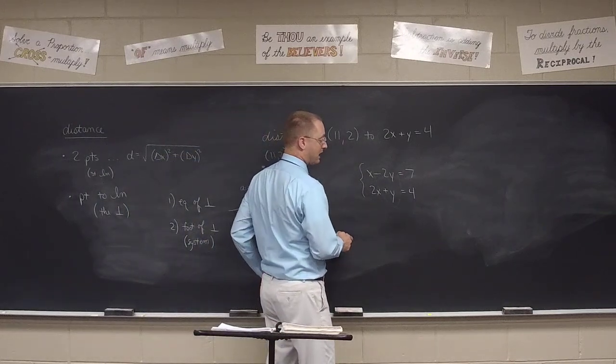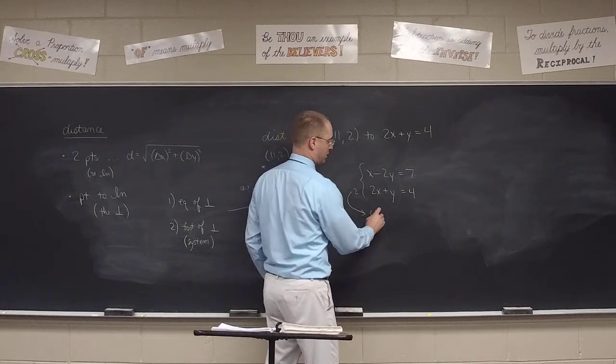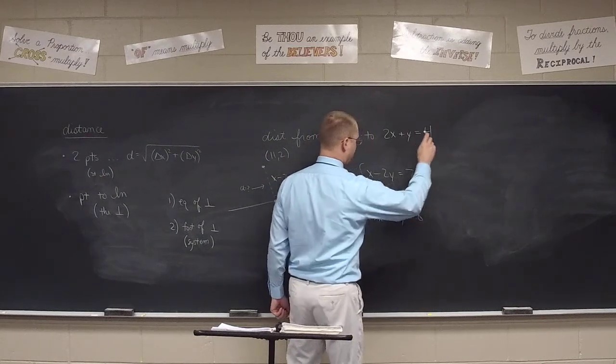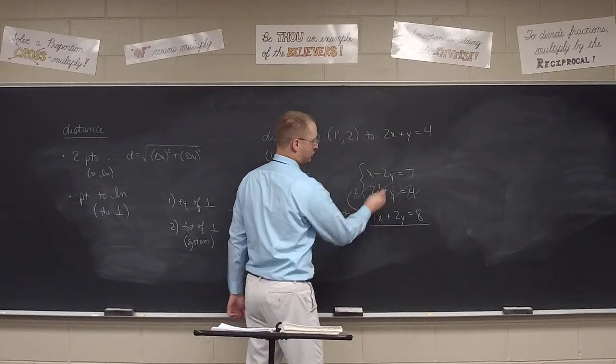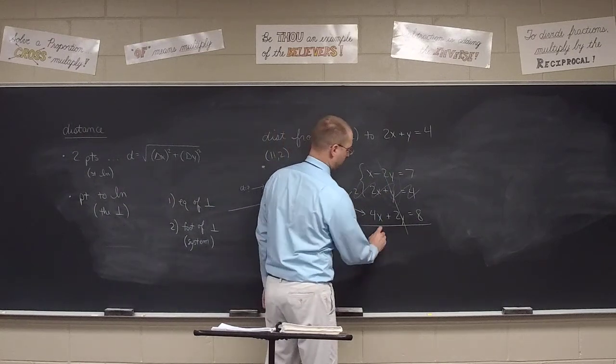Multiply the bottom equation by 2, so that my bottom equation becomes 4x plus 2y equals 8. That allows, as I add the equations, the y's to cancel. What do I get when I add the rest of it here, Quentin? 5x equals 25.